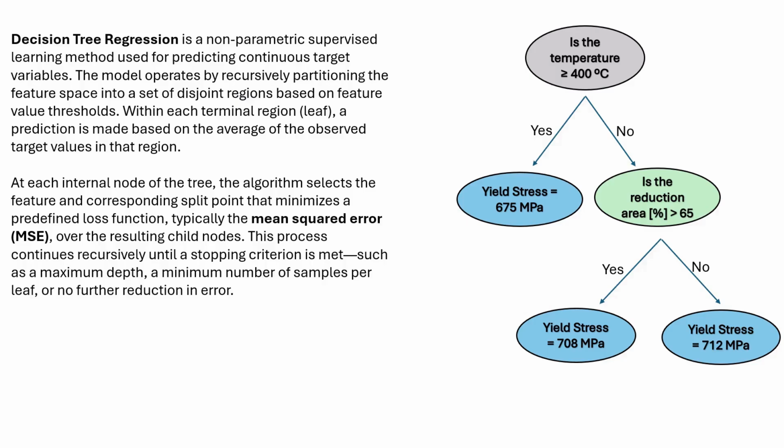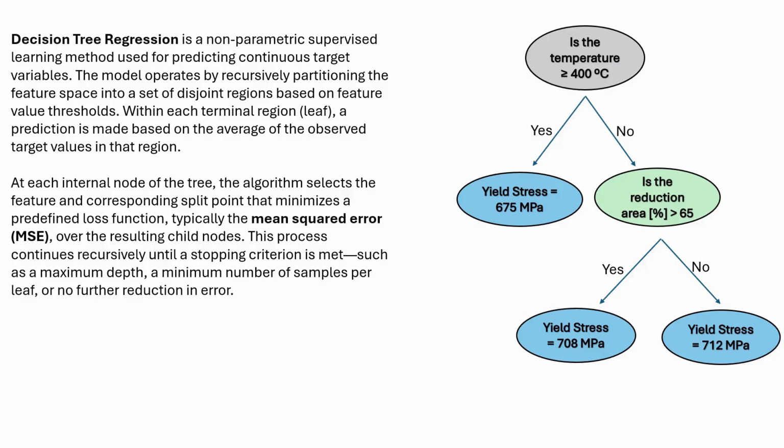The diagram on the right side of the slide is a simple example of how a decision tree regressor makes predictions. At the top, the root node, the model checks whether the test temperature is greater than or equal to 400 degrees Celsius. If the answer is yes, it directly predicts a yield strength of 675 megapascals. If the answer is no, it looks at another feature, the reduction of area. If that is greater than 65%, the prediction is 708 megapascals. Otherwise, it's 712 megapascals. This tree-based logic continues for larger models, splitting the data into smaller regions where predictions are based on local averages.